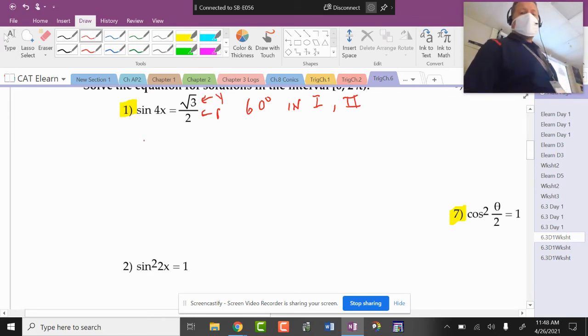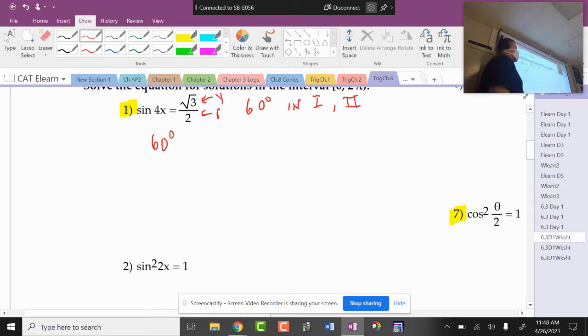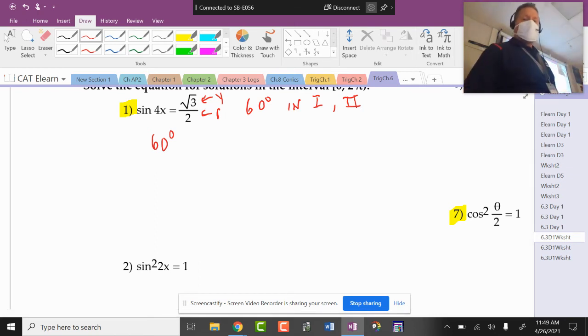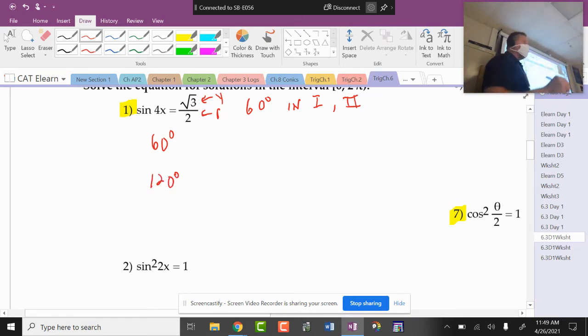So what's the 60 in quadrant 1? It's 60. That's easy. What's the 60 in quadrant 2? See, 120, and you heard someone say it out there. It's 180 minus 60 off of the nearest x-axis. Those are the two answers if it was just x equals.